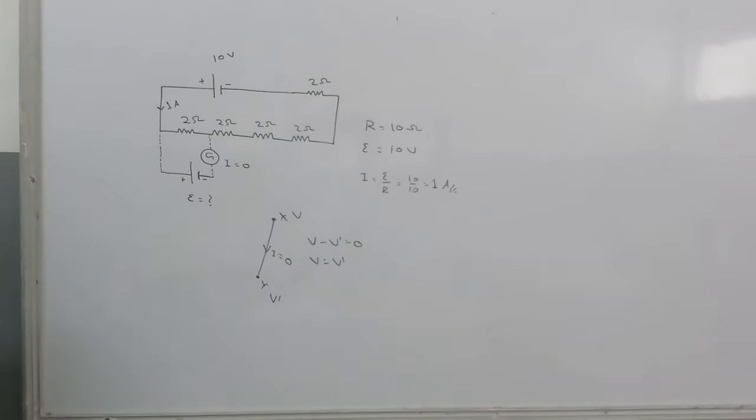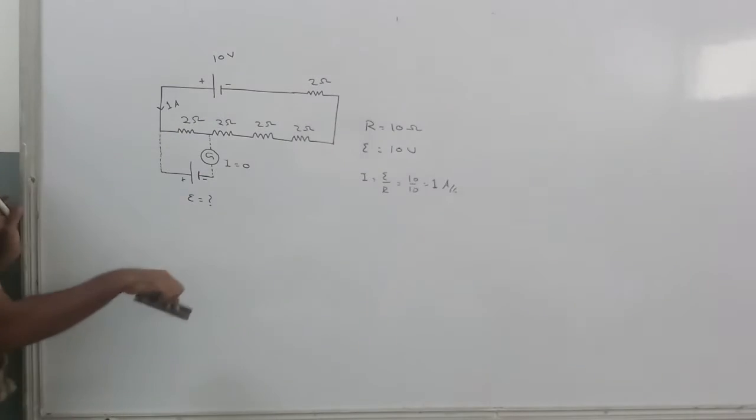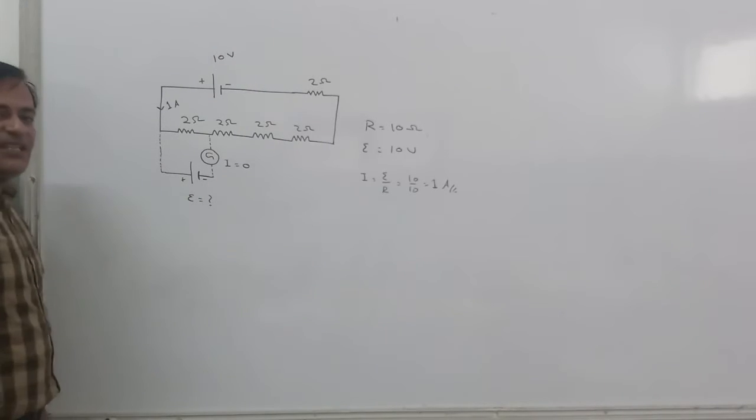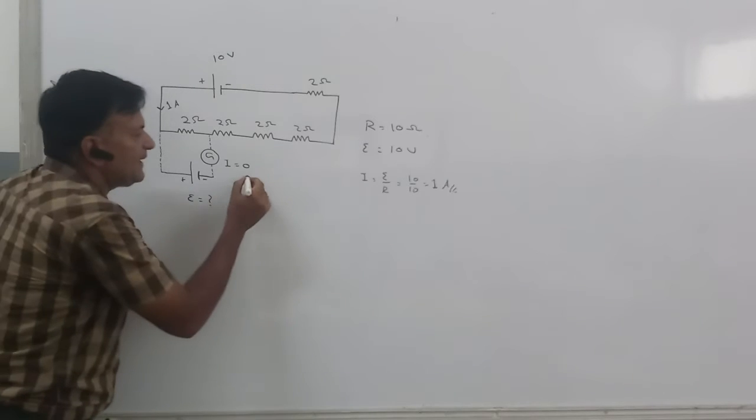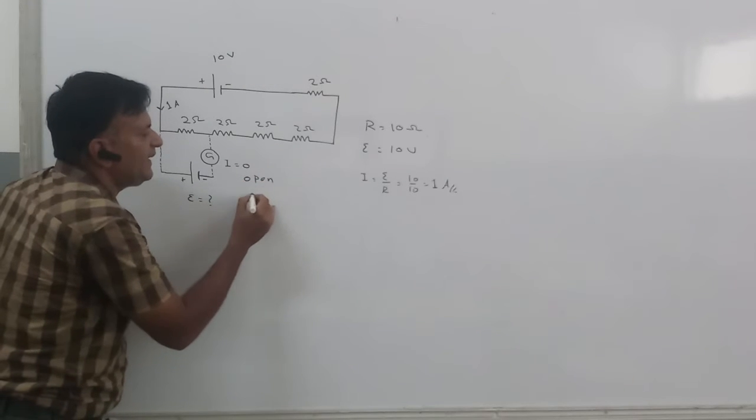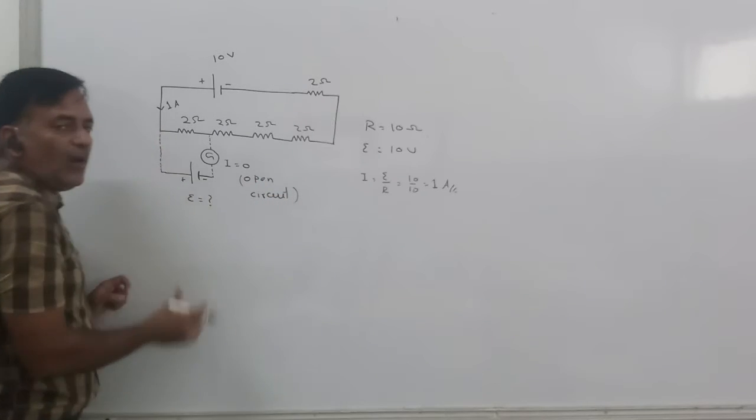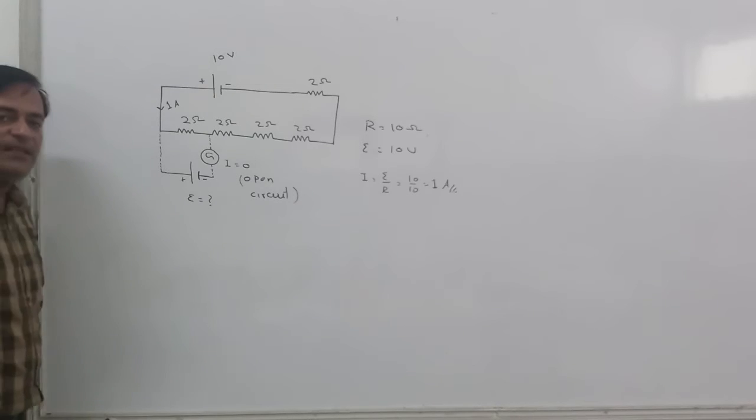In the same way, the potential above the galvanometer and below the galvanometer is equal. So no current is flowing. Now if no current is flowing, what is this? This is open circuit. What is measured in open circuit? It is the EMF that is measured in open circuit.